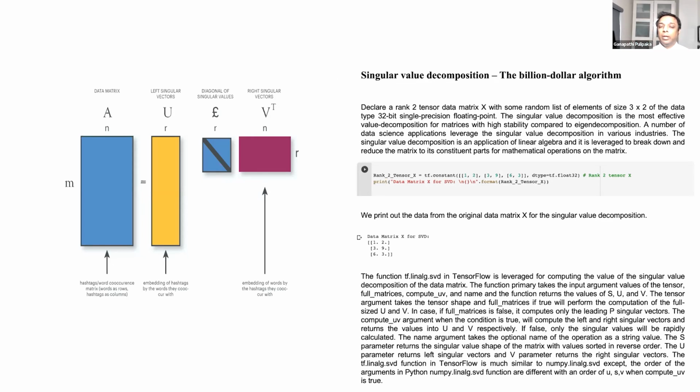So I'm just going to create a rank 2 tensor here. And again, what is a rank 1 tensor? I have covered that in another session earlier, but that is not what we're covering today on tensor calculations. I'm just going to tell you that a rank 2 tensor is, for example, of size 3 by 2. It will be of data type 32-bit single precision floating point, and the singular value decomposition is the most effective for matrices with high stability compared to eigen decomposition. A number of applications leverage this.